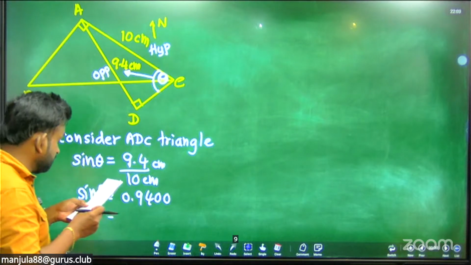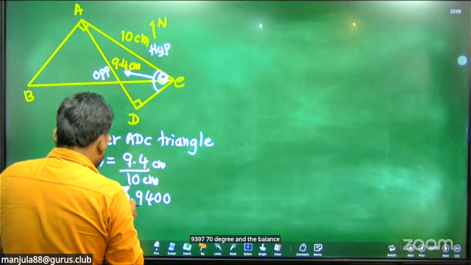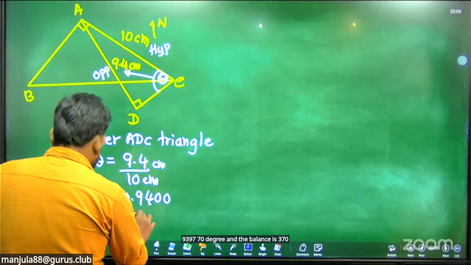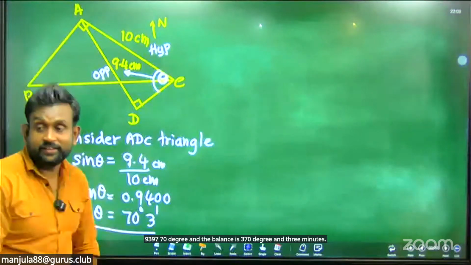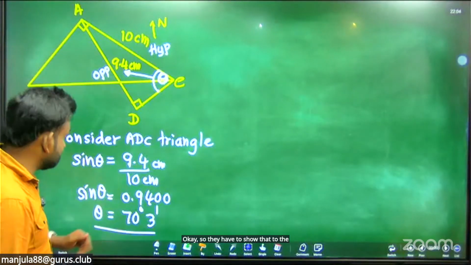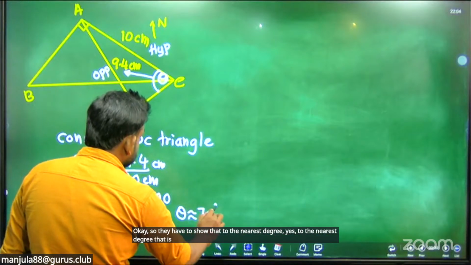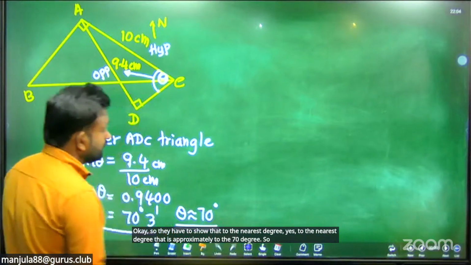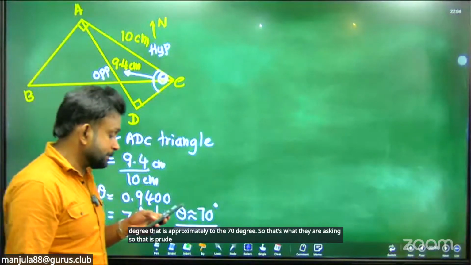9397 70 degree, and the balance is 370 degree and 3 minutes. Okay, so they have to show that to the nearest degree, yes, to the nearest degree, that is approximately the 70 degree. So that's what they are asking. So that is proved. Okay.